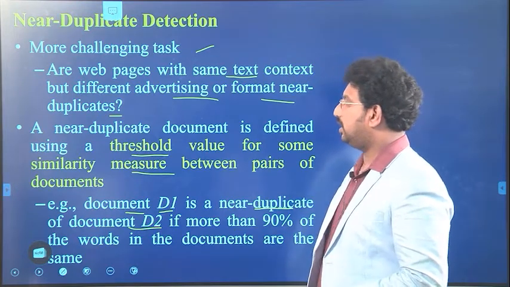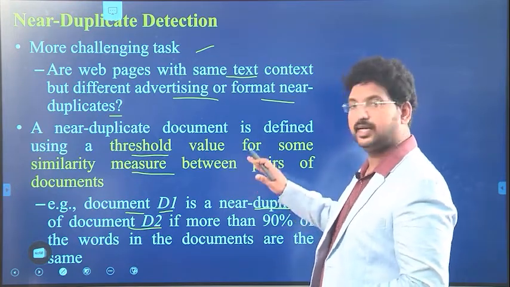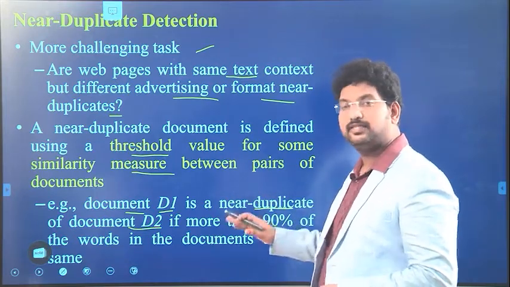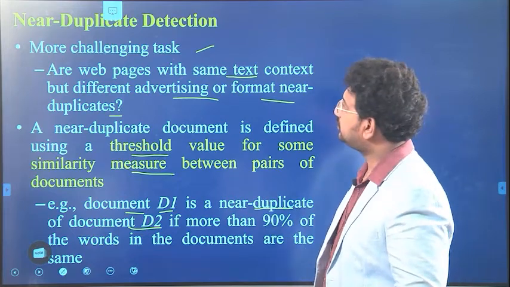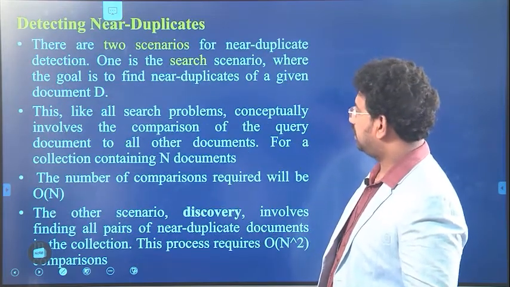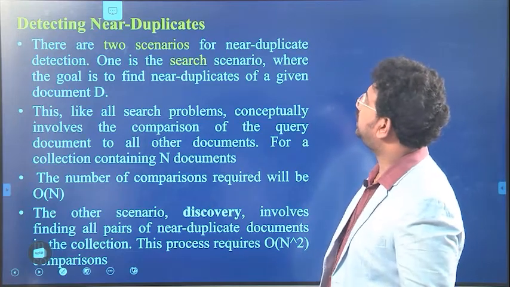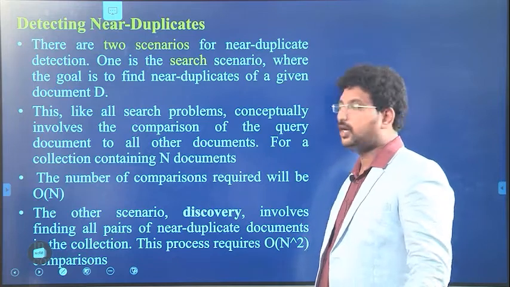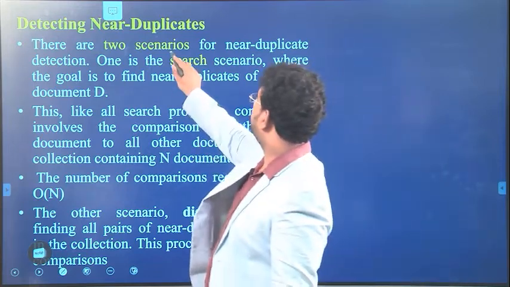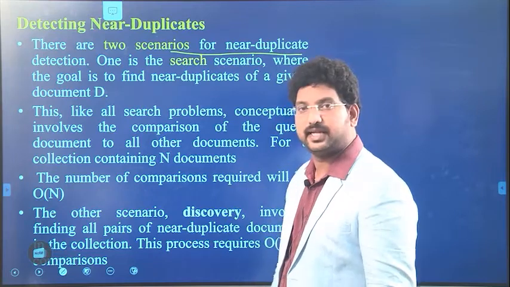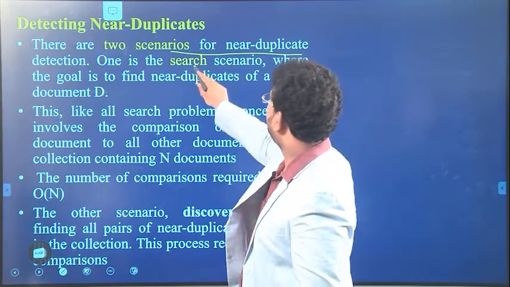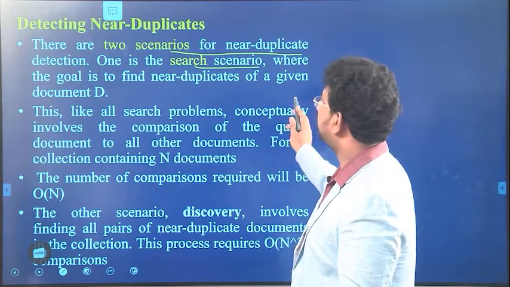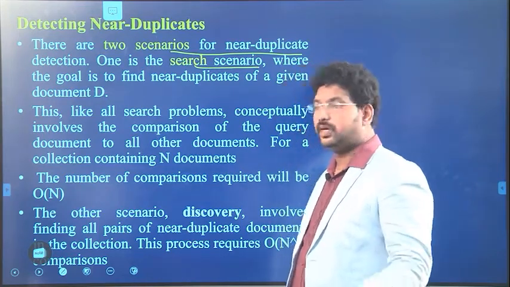So we can identify near duplicate detection by using a threshold value for some similarity measure between pairs of documents. And if you see how we are going to detect the duplicates, there are two scenarios for near duplicate detection. One is the search scenario, where the goal is to find near duplicates of a given document D.